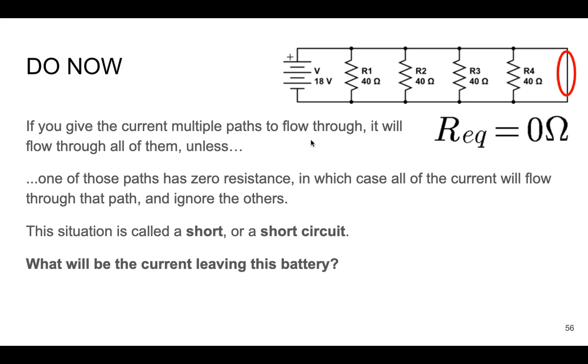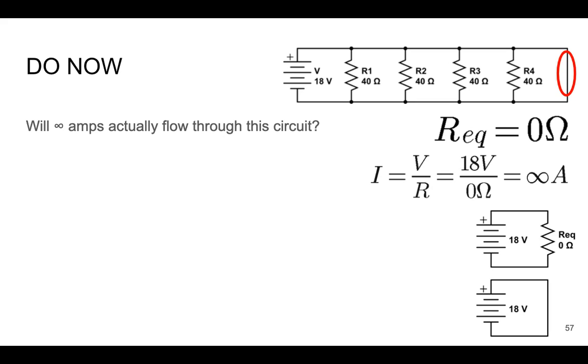So what would the current leaving this battery be? We can calculate that with Ohm's law. V equals IR, that means I equals V over R. So you end up with something divided by 0, which a math teacher will tell you you're not actually allowed to do. But in physics, we say just go ahead and do it, and the answer ends up being infinity amps.